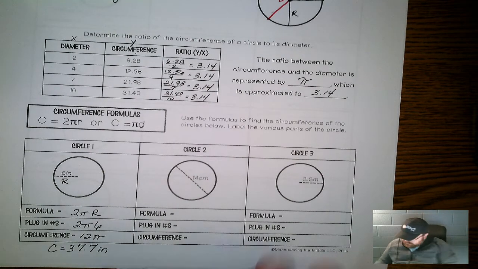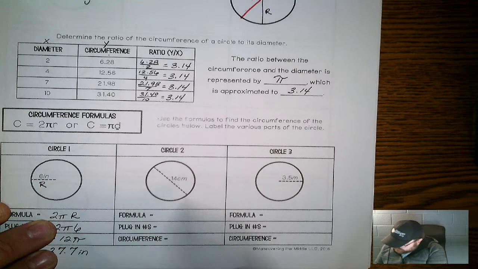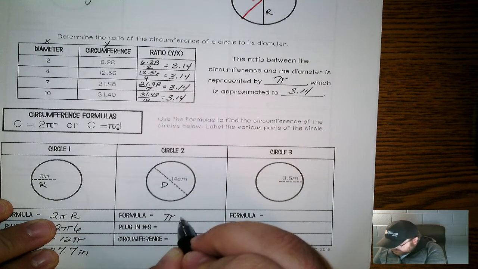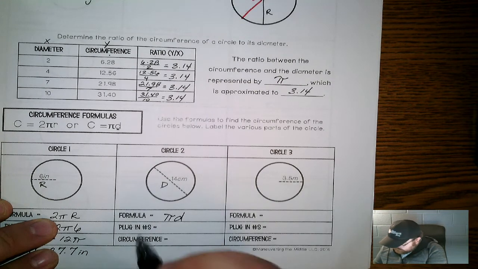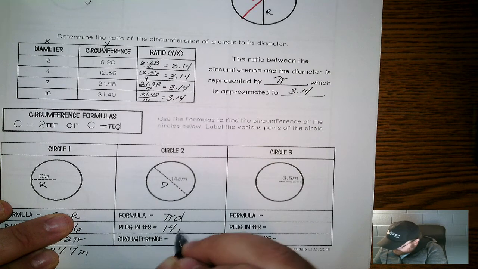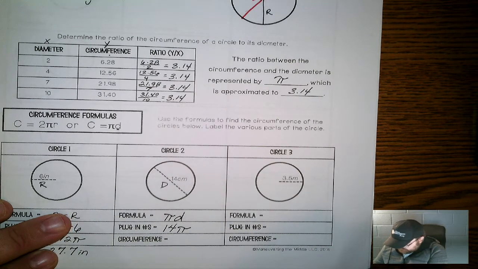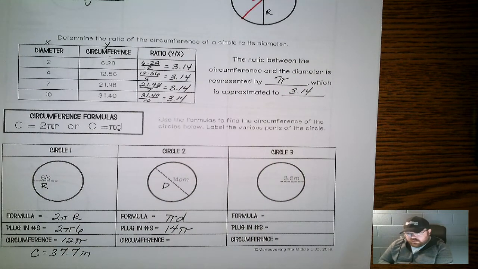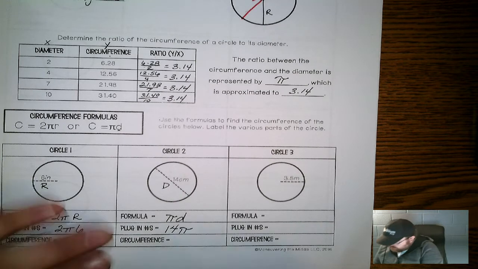For the next part, here we're given the diameter. So I'm going to use pi times diameter. For plug-in, I'm going to write it as 14 pi. Remember, this is in terms of pi, is how this is called. Sometimes on MAP tests or standardized tests, they will tell you to leave it in terms of pi, or they'll say use 3.14 for substitution.